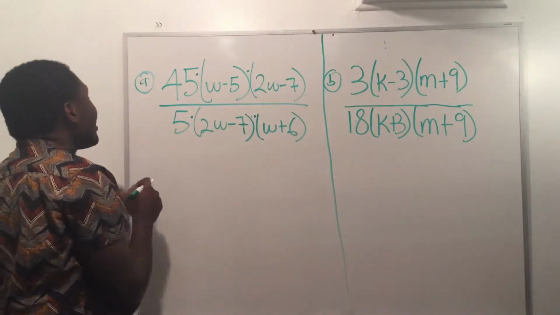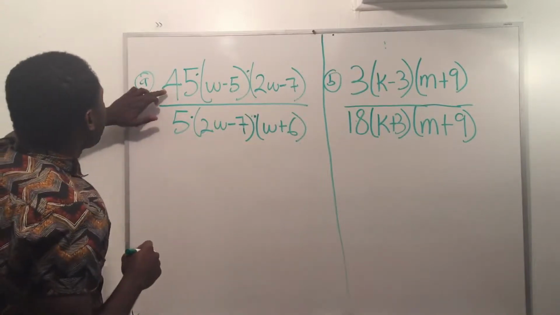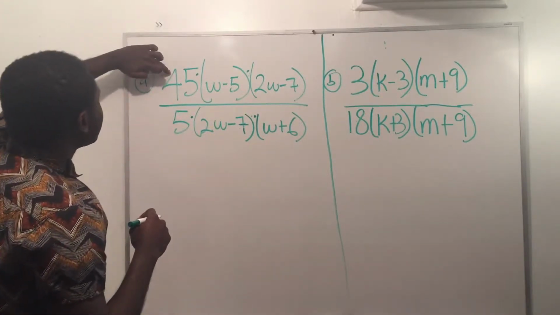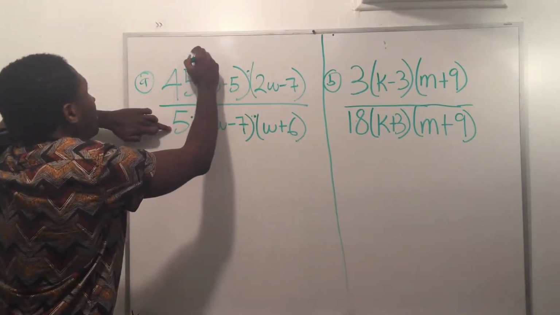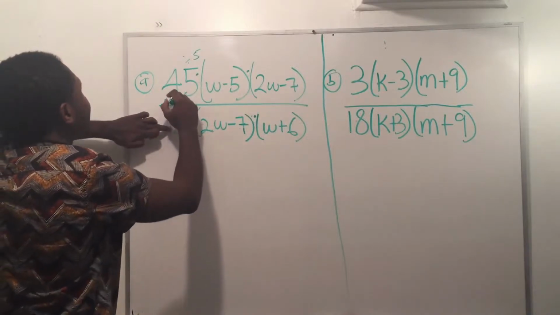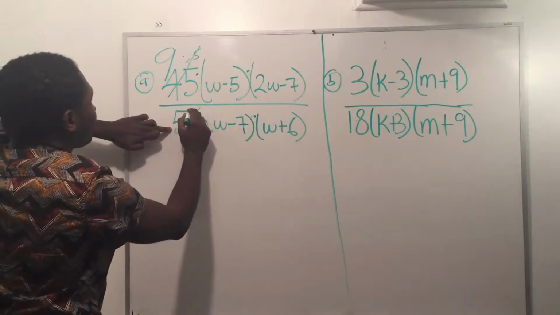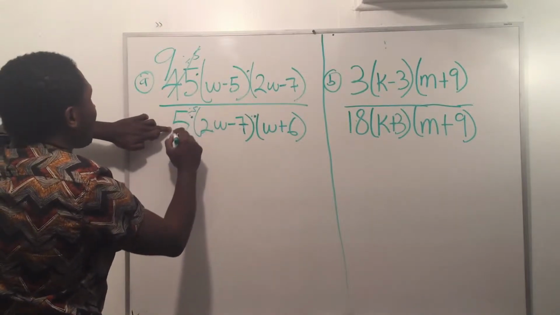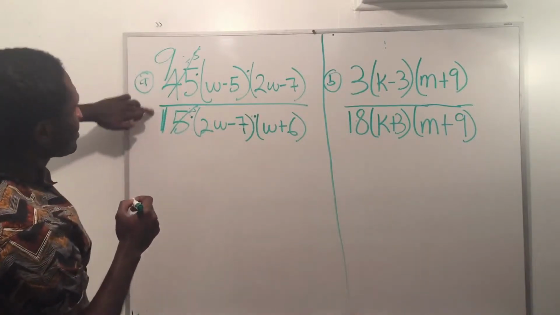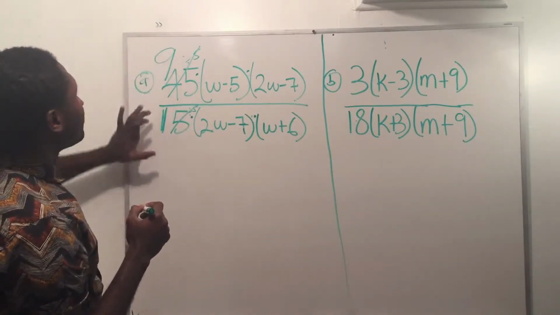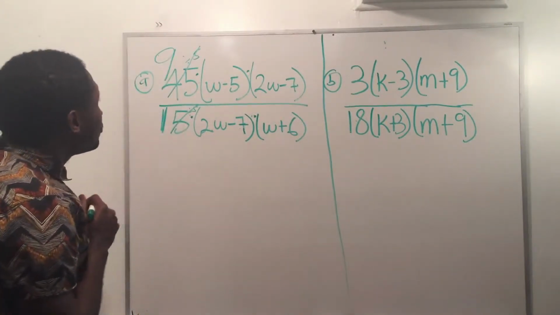So 45 and 5. How am I gonna simplify that? Well, 5 can divide into this, and then 5 can divide into that. So 45 divided by 5 is 9. And then 5 divided by 5 is 1. And I cannot simplify anymore. So 9 and 1 will be my new numbers right there. So that's the first thing that I do.